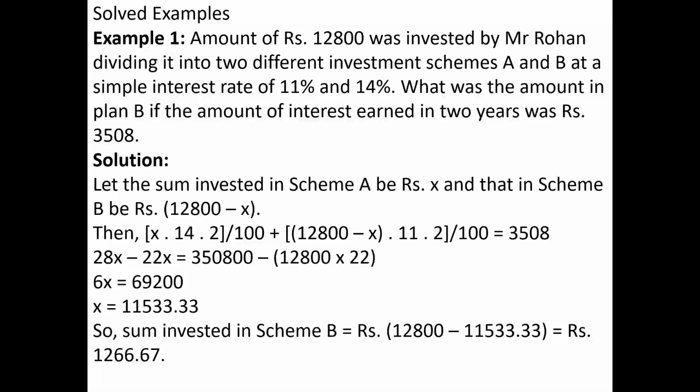So the sum invested in scheme A, we already got the value of X. For Plan B, we need to deduct 12,800 minus X. So the X value we got, so directly we can deduct 12,800 minus 11,533. That will give you the total value, that is rupees 1,266.67. So that will be the answer.